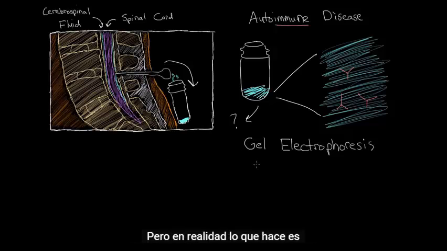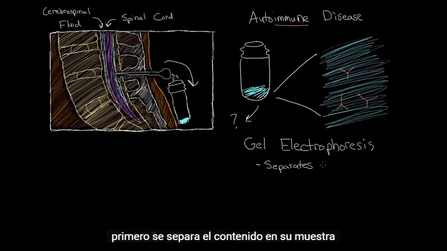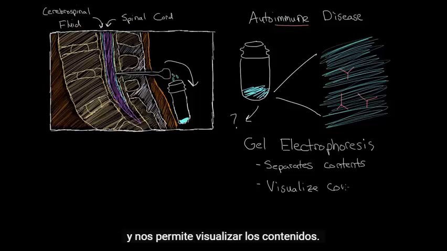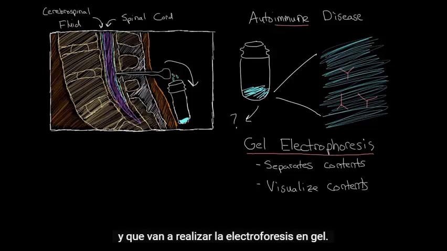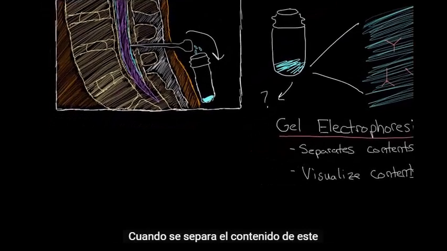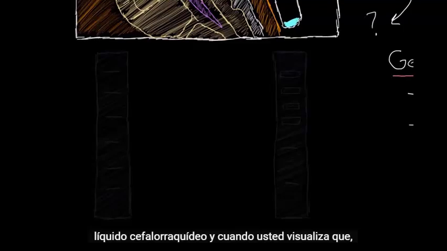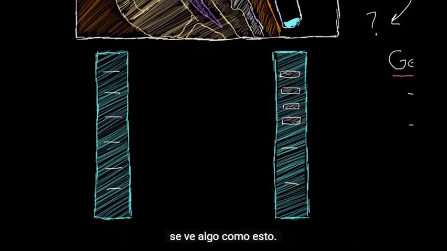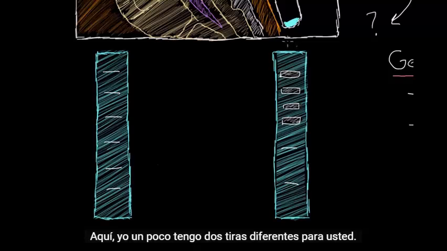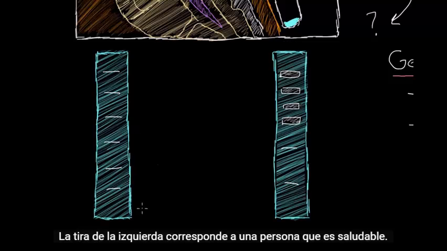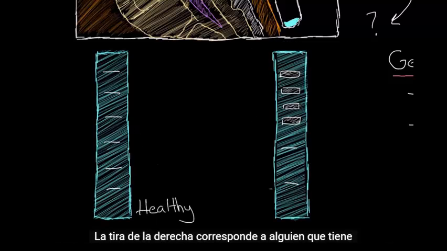But really what it does is first it separates the contents in your sample, and it allows us to visualize those contents. So basically, we're going to send this vial off to a lab, and they're going to perform gel electrophoresis. And when you separate the contents of the cerebrospinal fluid and visualize it, it looks something like this. So here I have 2 different strips for you. The left strip corresponds to a person who is healthy, and the right strip corresponds to someone who has multiple sclerosis.